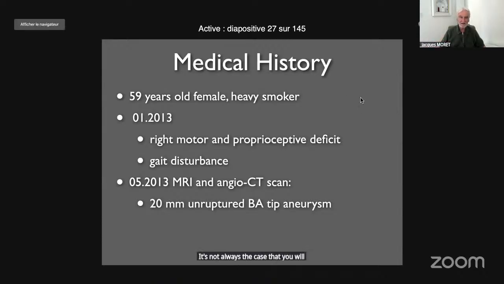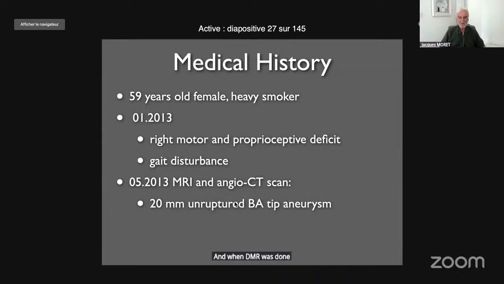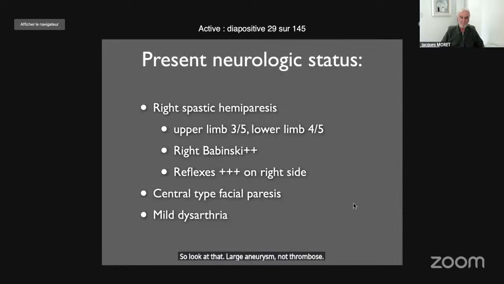So this is another case, almost 59-year-old female, heavy smoker. In 2013, she had a right motor proprioceptive deficit, gait disturbances, and when the MR was done, we found a 20 millimeter unruptured basilar tip aneurysm. So look at that. Large aneurysm, not thrombosed, maybe dissecting, maybe not.